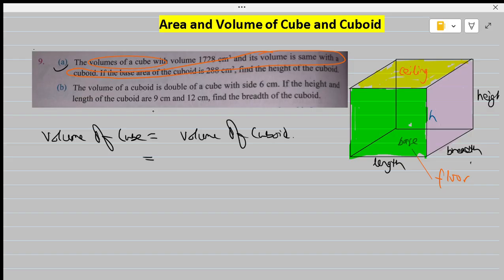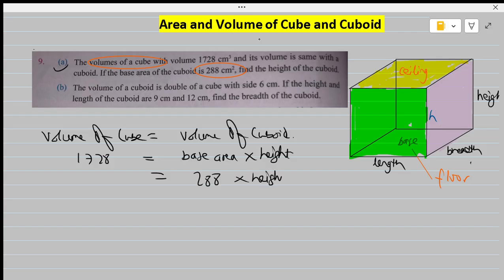And for that, the volume of the cube is already given as 1728 centimeter cube, and for the volume of the cuboid, the base area of the cuboid is given as 288 centimeter square. So as we did in number 8, the volume of the cuboid is base area into height. The base area is given, we just need to find the height of the cuboid. So in place of base area we keep 288, and the height of the cuboid we need to find.